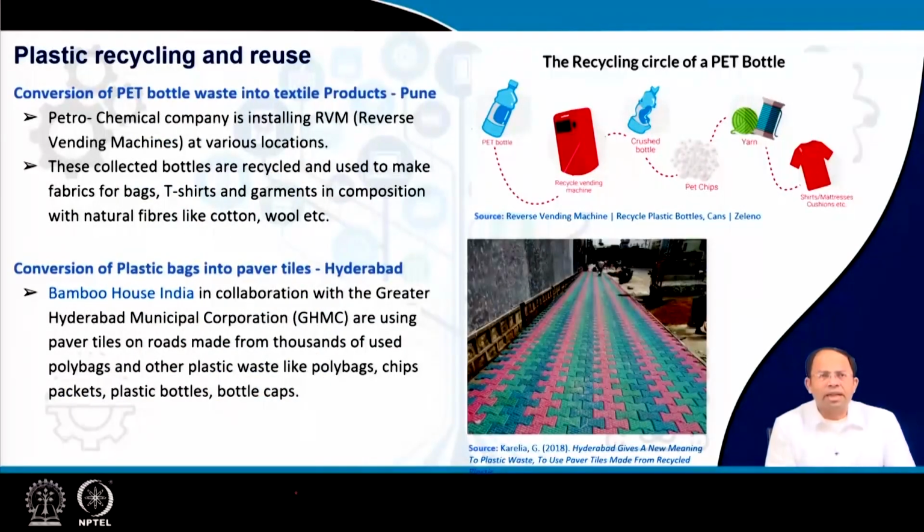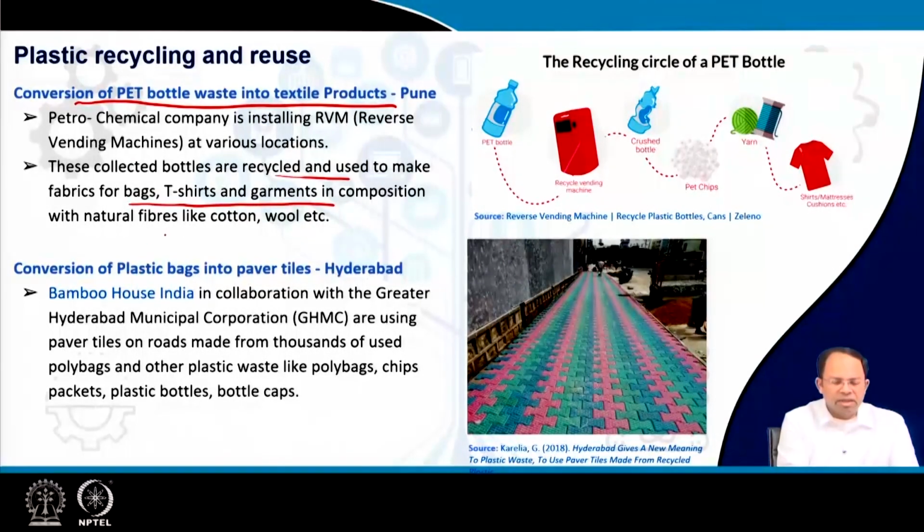So, some other examples of plastic recycling and reuse: conversion of PET bottles into textile products. It's a case from Pune, from a petrochemical company. They have installed reverse vending machines at various locations where people can put in their PET bottles, and these are recycled and used to make fabrics for bags, t-shirts, garments, mixed with some amount of cotton, wool and so on. The other example is conversion of plastic bags into paver tiles.